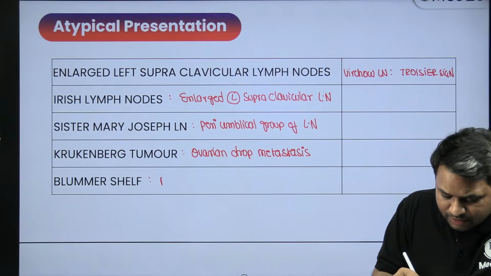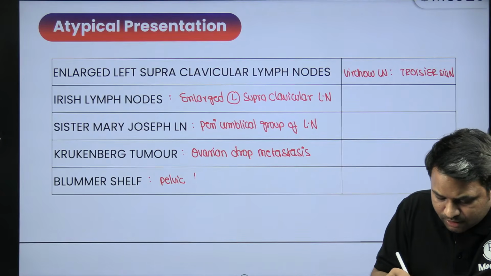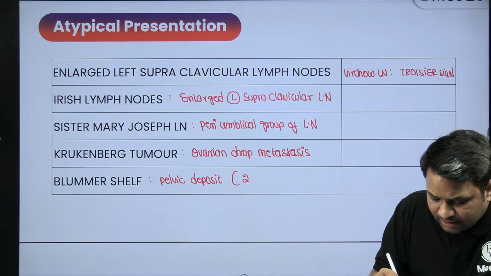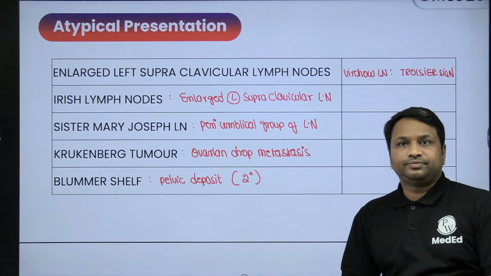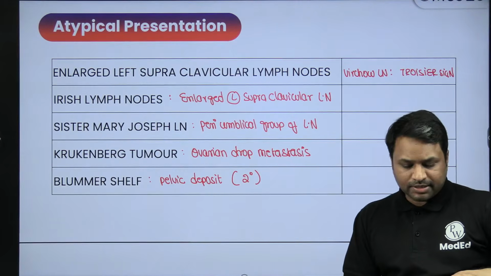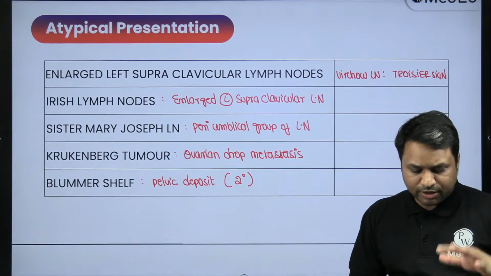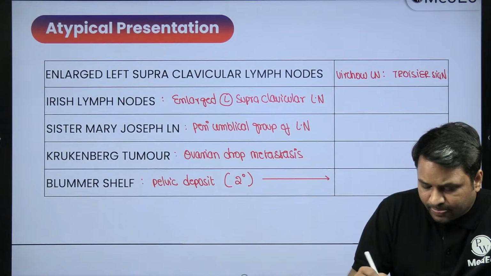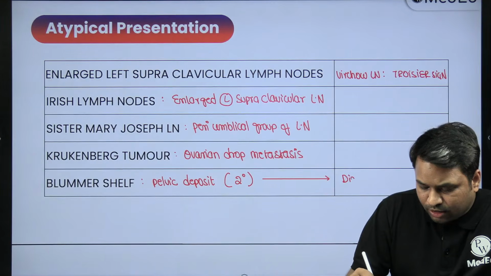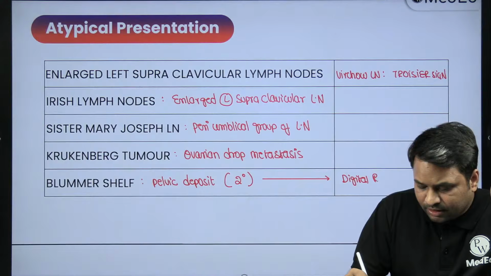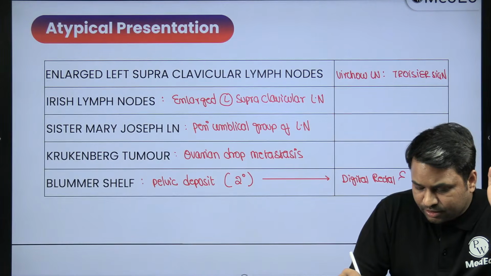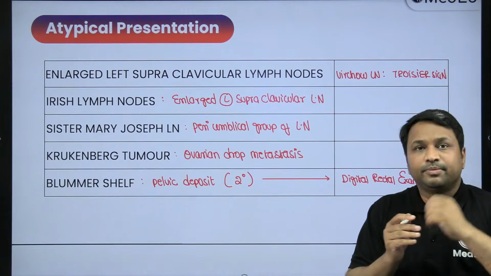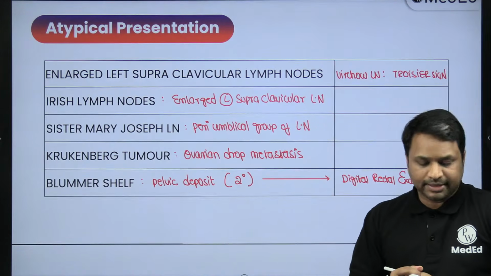Blumer shelf is your pelvic deposits. The pelvic deposits are basically pelvic secondaries, right? So Blumer shelf, remember, is appreciated on a digital rectal examination.